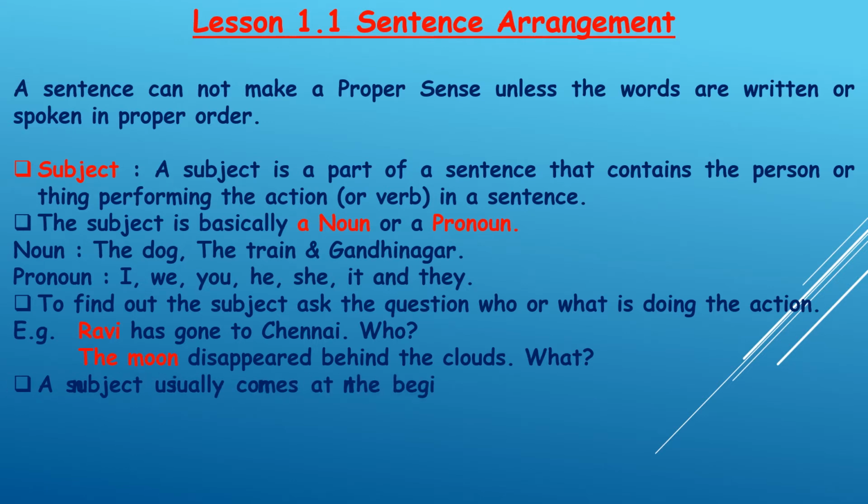A subject usually comes at the beginning of the sentence followed by the verb. So mostly the subject comes in the beginning of the sentence, and after the subject you can see directly the verb. Ravi, after Ravi what has come? Has gone. Has gone is the verb. The moon disappeared. So disappeared is the verb. So it is always followed by a verb.